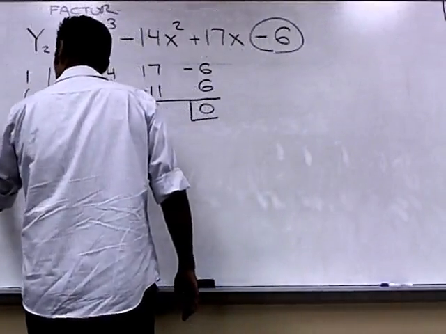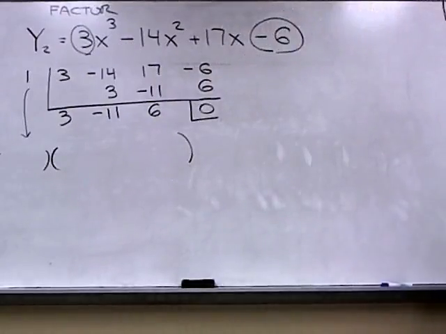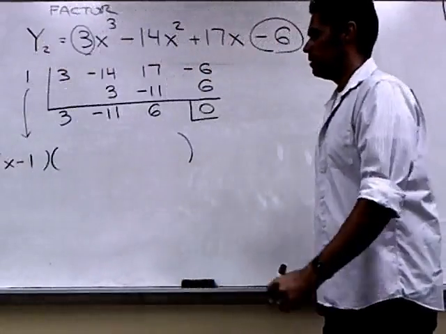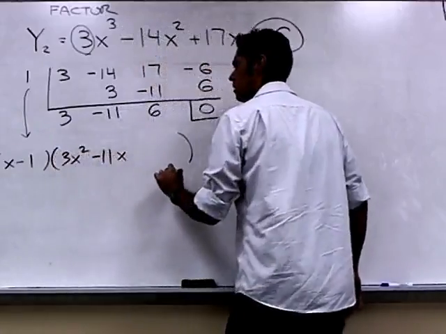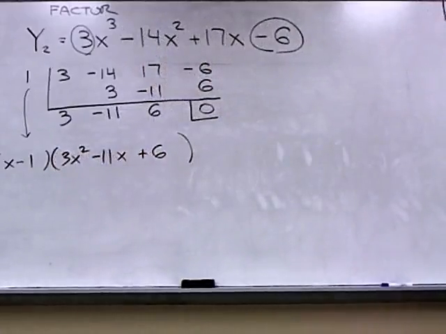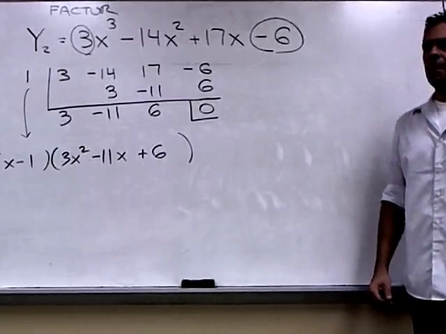So, what goes there? X minus 1. Then 3x squared minus 11x plus 6. I have a quadratic there. I could continue with synthetic, couldn't I? But just to give us a variety of attacks here, I'm going to try and do that with AC method.